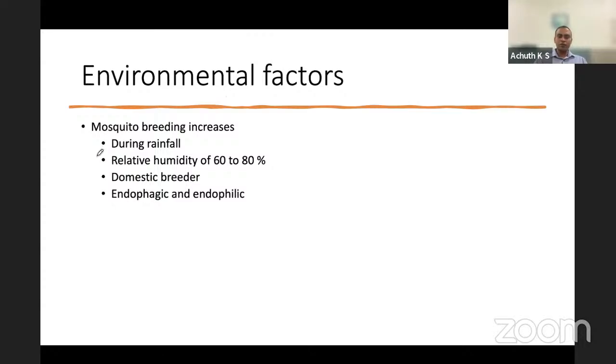Environmental factors. You already know how it affects malaria; same here also. During rainfall, relative humidity of 60 to high 80%, anywhere above 60% is high humidity. It is a domestic breeder. That means it can breed in your flower vases, small water caps, and cooling systems, that is air coolers, ACs, where the water is collecting, and the ducts. They are both endophagic and endophilic. They can live outside also and inside also.